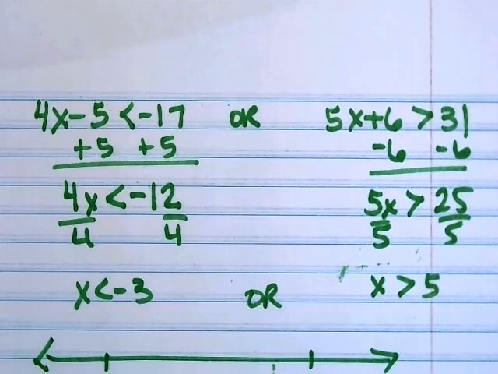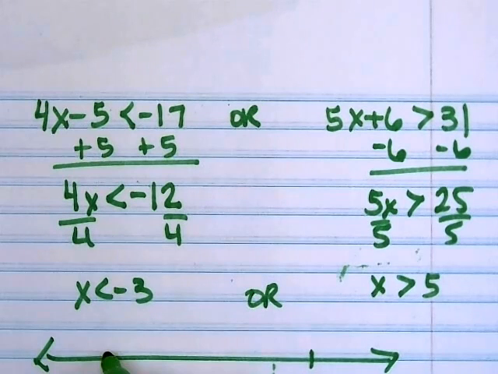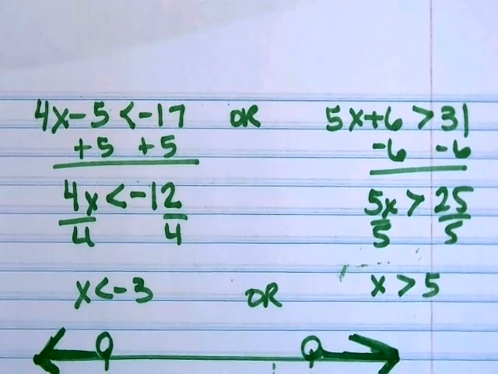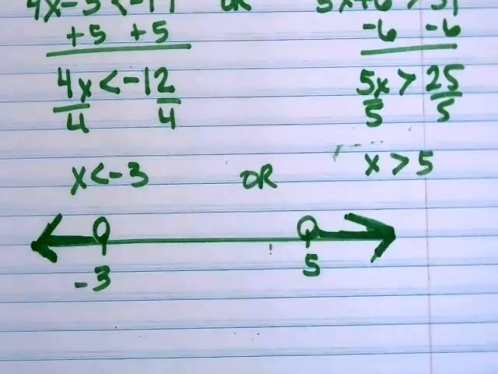What happens at -3? x is less than. And what happens at 5? It's greater than 5. Okay, any questions on that one?